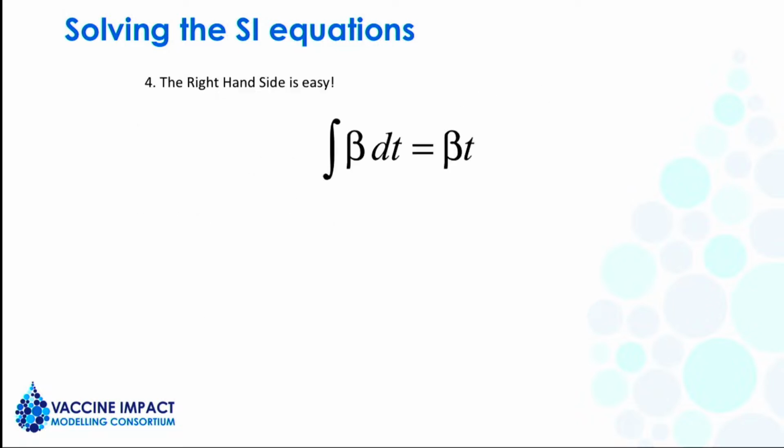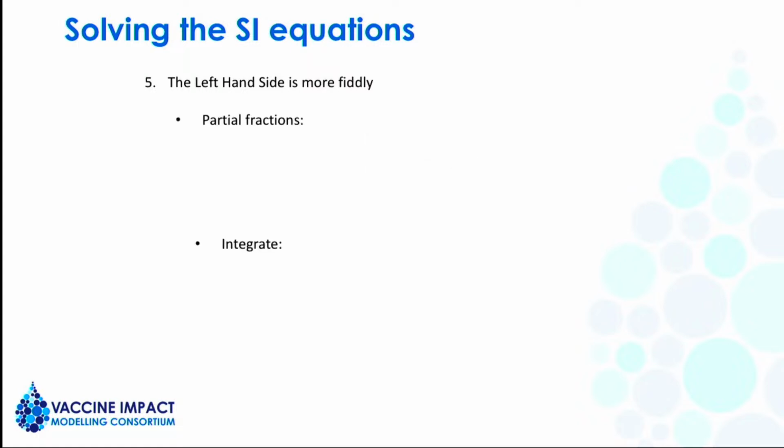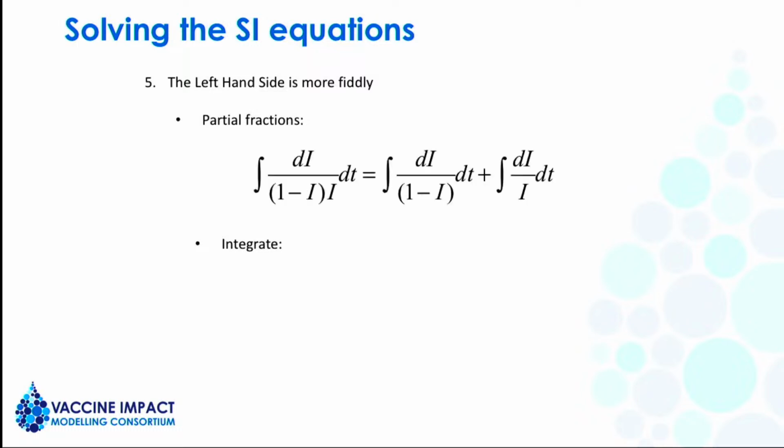So integrating the right-hand side is easy. We've just got a constant, so it's beta t. We would have a constant of integration, we can come back to that later. Left-hand side is a bit trickier. We have to use this technique called partial fractions. This is just another method for making integration a bit more straightforward.